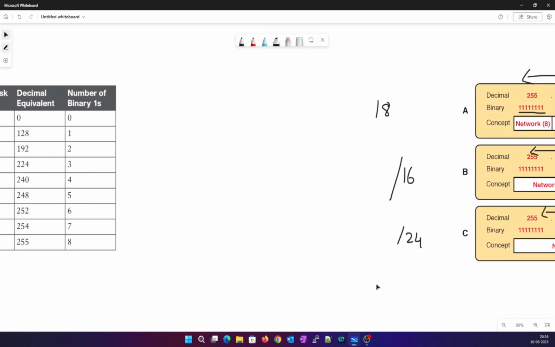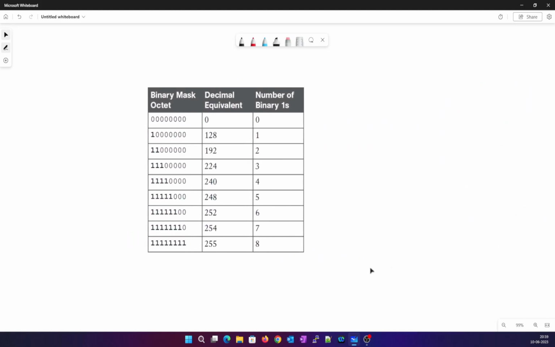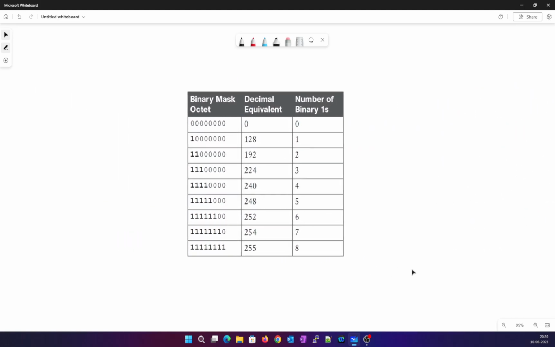So what happens now is that I would want all of you to remember this table very well. And why is that so? Because this would make our subnetting math much easier. Let me explain this table first. As we all know, in an octet there are 8 bits: 1, 2, 3, 4, 5, 6, 7, 8 bits in an octet.